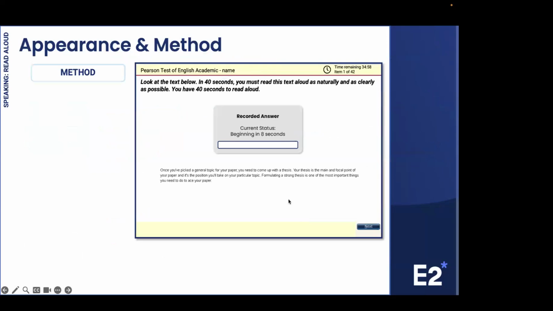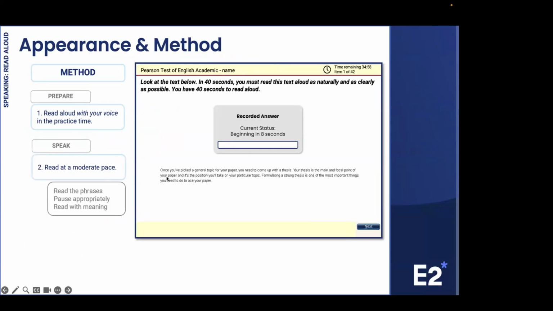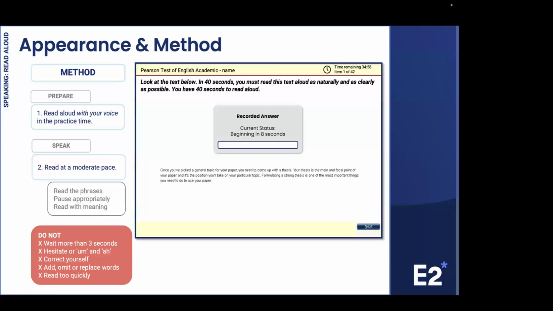Okay, read aloud. How do we do it? Well, we've got the tasks due here. What we're going to do is read it at a moderate pace. We're going to read phrases, articles, adjectives, nouns, pause appropriately at the comma and stop at the full stop, and create meaning from the words that we see in front of us. We're creating meaning for our listener, and it takes practice.